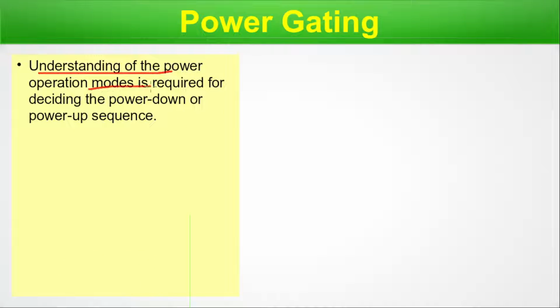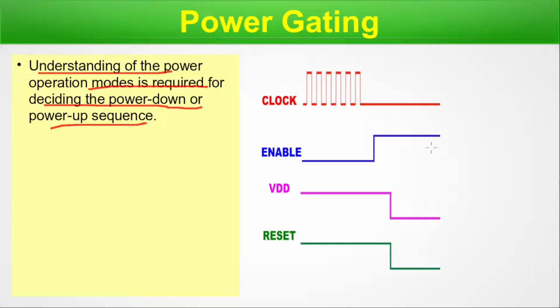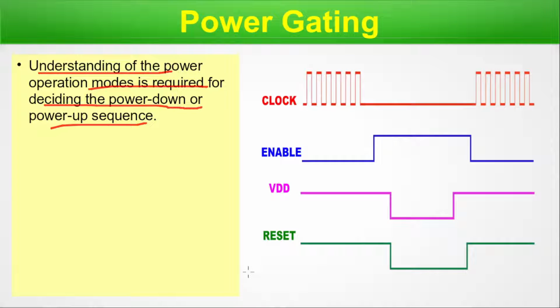Power gating. Understanding of the power modes is required for deciding the power down or power up sequence. Power up means whenever the circuit is switched on, different parts of the circuit are not switched on simultaneously. However, there is a time gap or a sequence in which all the blocks inside the entire chip are turned on. For human-sensible time it is very small, but in simulation time you can have maybe a couple of nanoseconds apart. So here are typically some of the things that go on when we power on a chip.